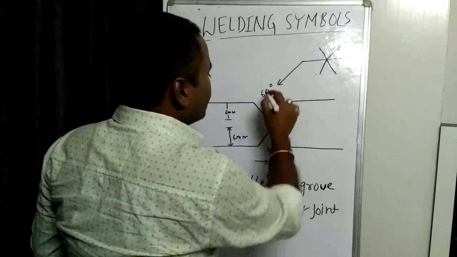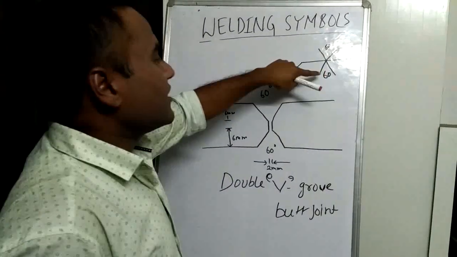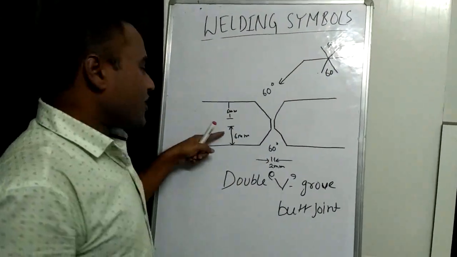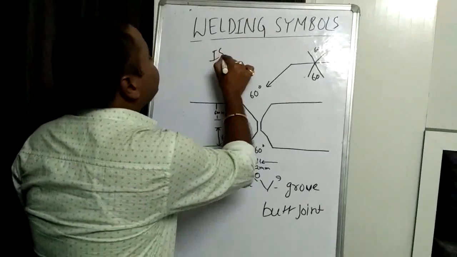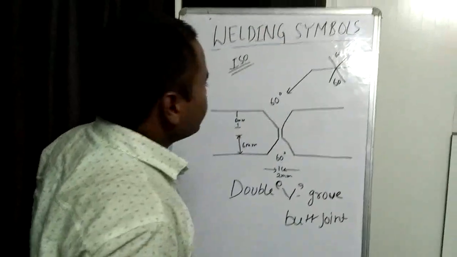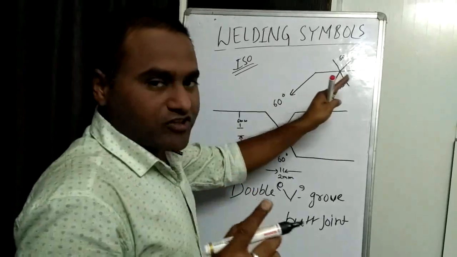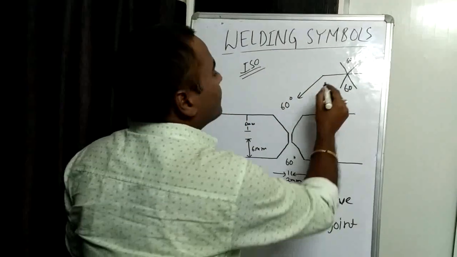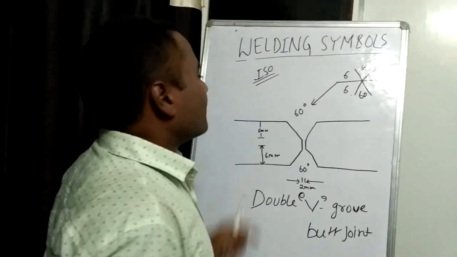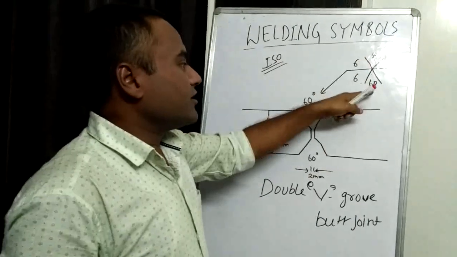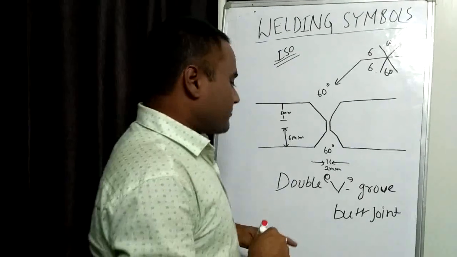60 degree. How to show this 60 degree? Here you can simply write 60. So it has become 60 degree on both sides. Depth of the bevel 6 mm. In ISO, you have to simply mention the depth on the left side, always on the left side of this elementary symbol. So here I will write 6. Here I will write 6. 6 mm depth of the bevel is complete. Double V groove, 60 degree bevel angle and 6 mm depth of the bevel.